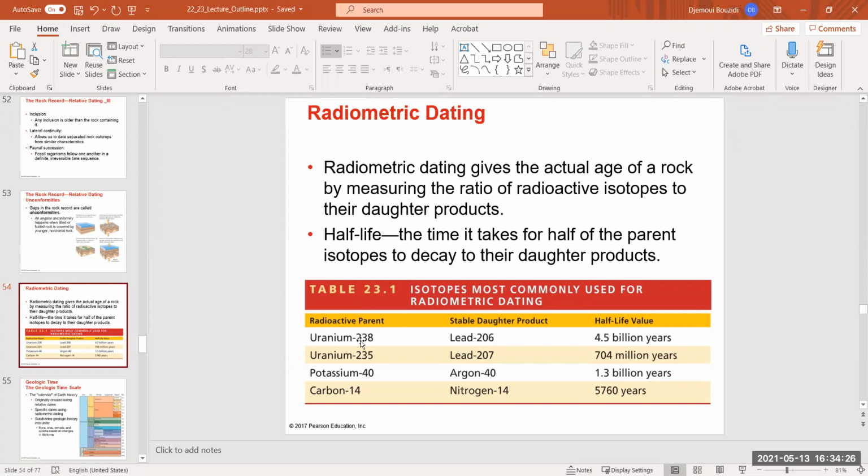That is basically because lead-206 can only be formed from uranium-238, and this must have taken 4.5 billion years to do that. If I find a rock where it's mostly uranium-238 and very little lead, then this rock must be young. If it's on the other side, most of the rock is lead-206, and only very little uranium-238 is left, then in this case, I know that this rock is much older than 4.5 billion years old.